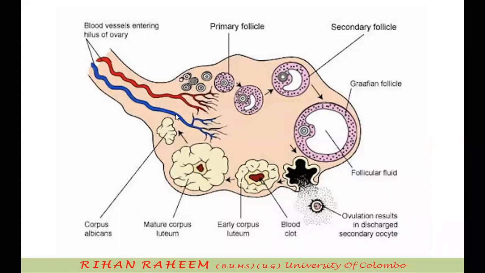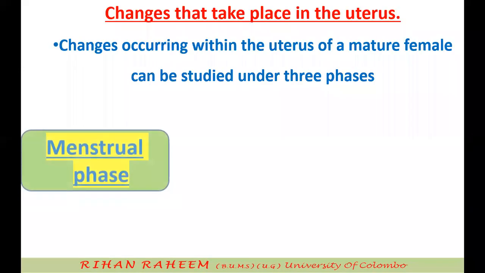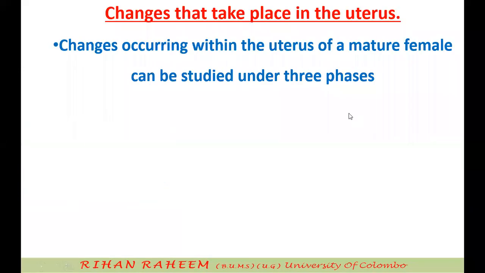Okay, so the corpus albicans, day by day it will become small and totally degenerate, until it is a final tiny dot. Okay, so that is the first two cycles of the ovarian phase.